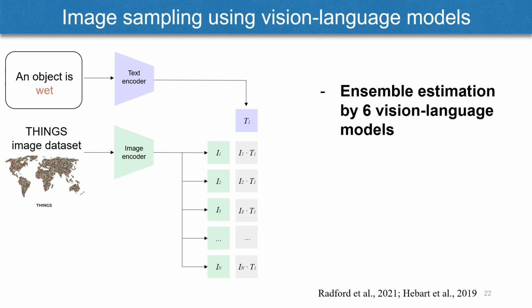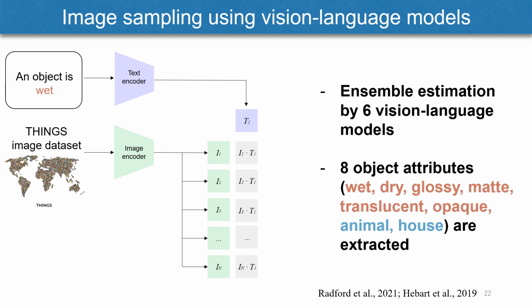Of course, a specific model might have biases when interpreting materials. Therefore, I adopted ensemble estimations from 6 different vision language models trained with different architectures and different datasets. I applied this method to the THINGS dataset and extracted 6 material dimensions for the main experiment and 2 object categories for the control experiment.